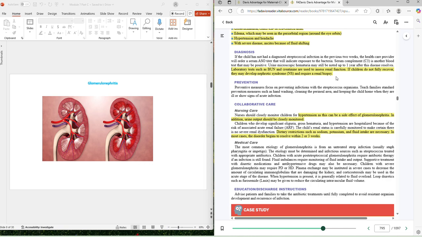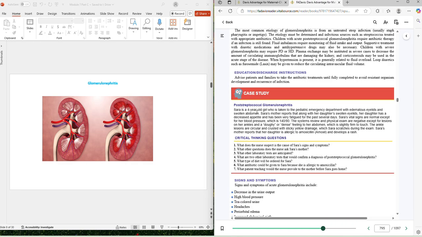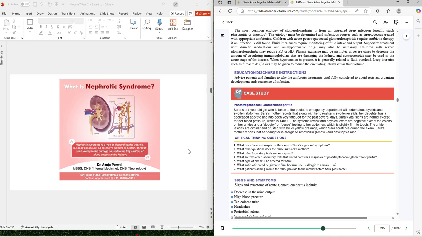Restrict those high sodium drinks, which are what? Pretty much all soft drinks, okay? And then you have a case study, so make sure you do this case study to put it all together. Alright, nephrotic syndrome on page 798.